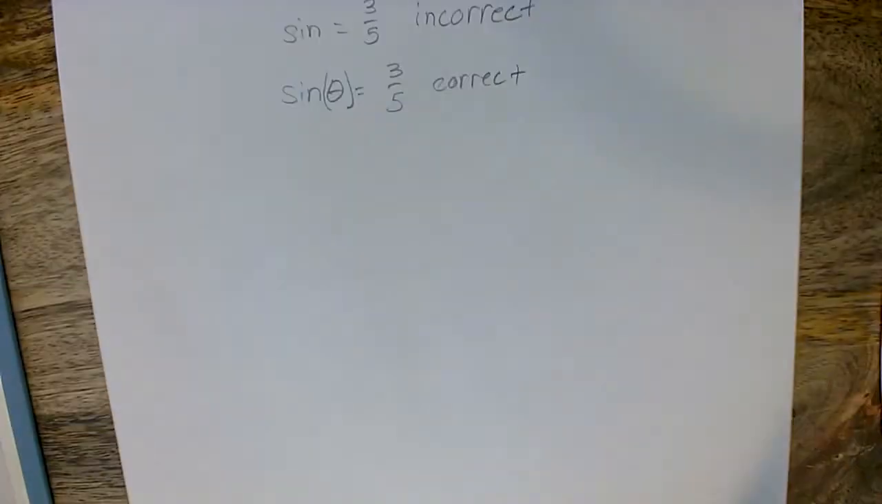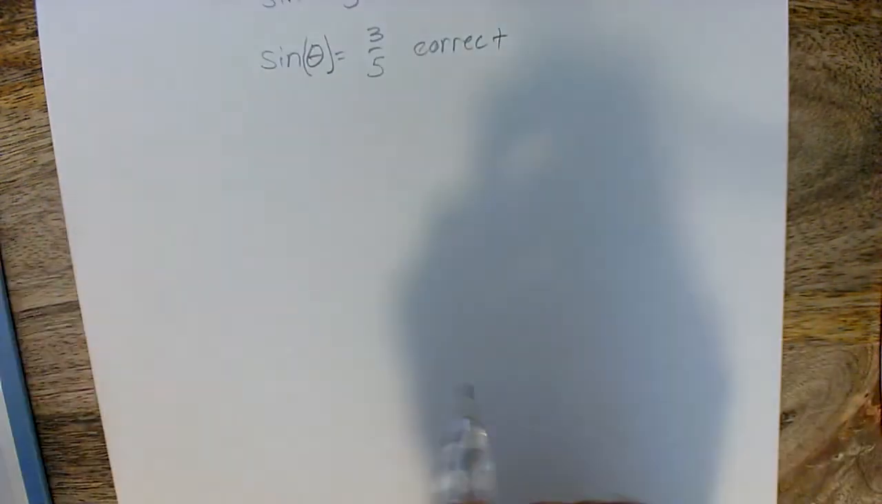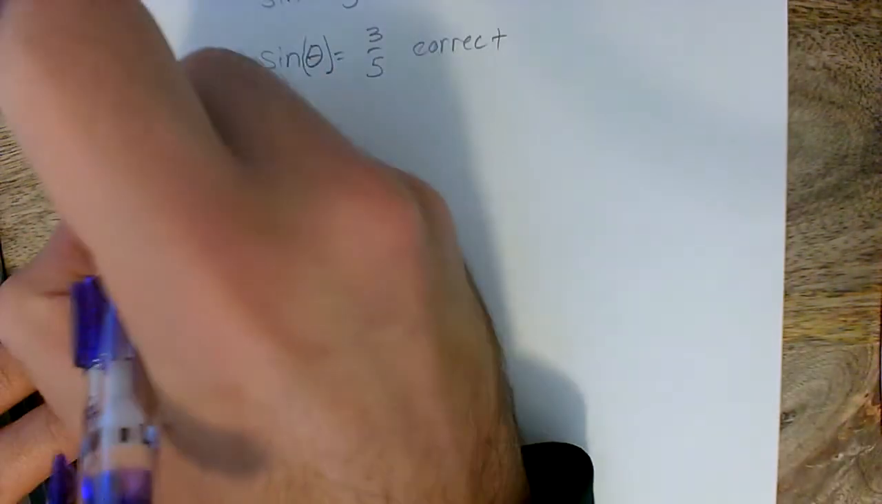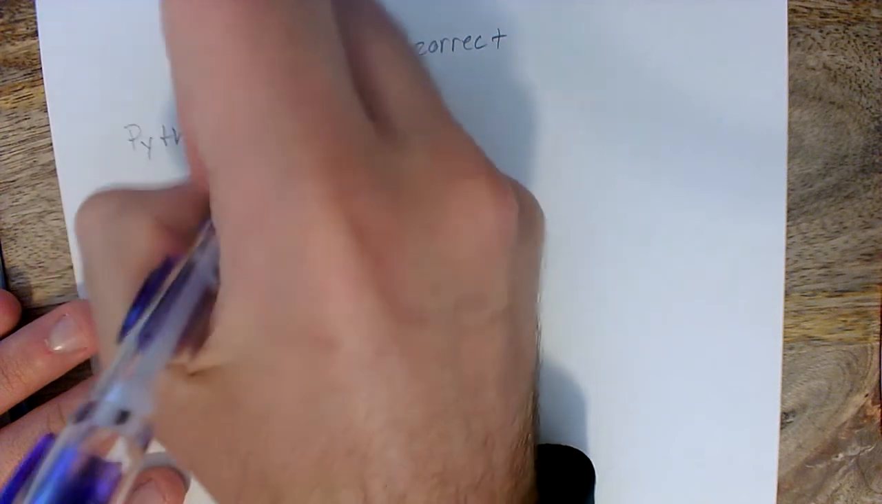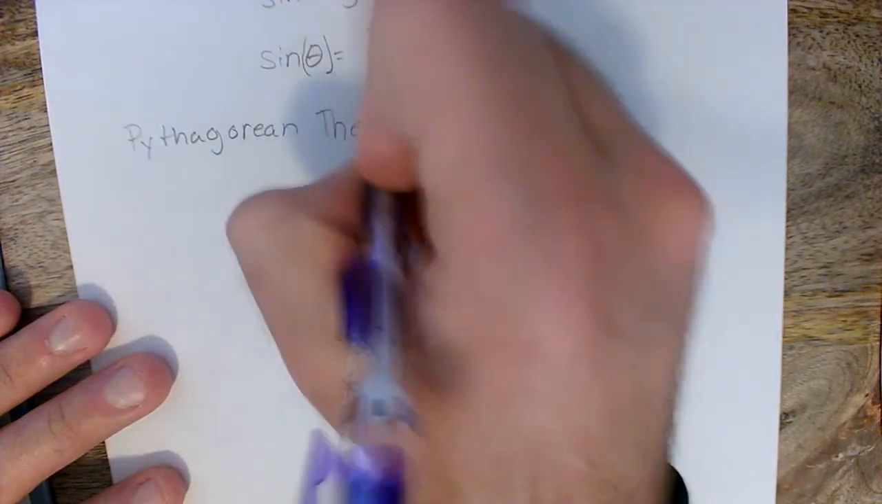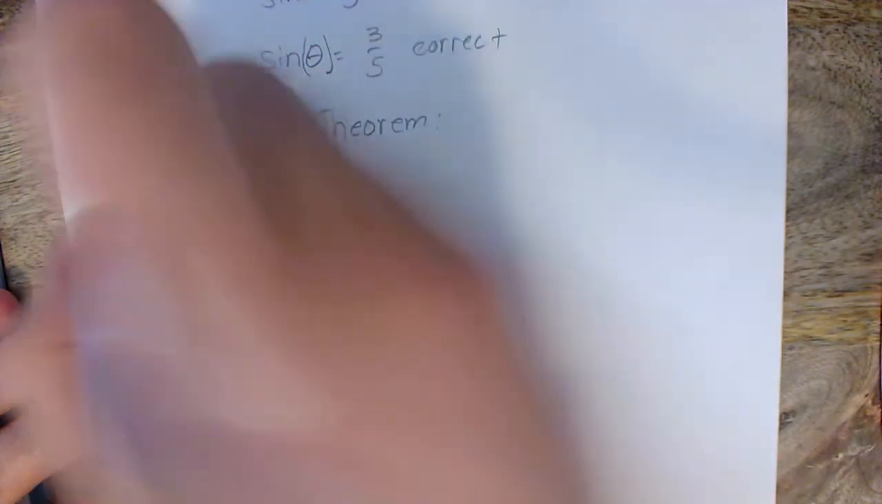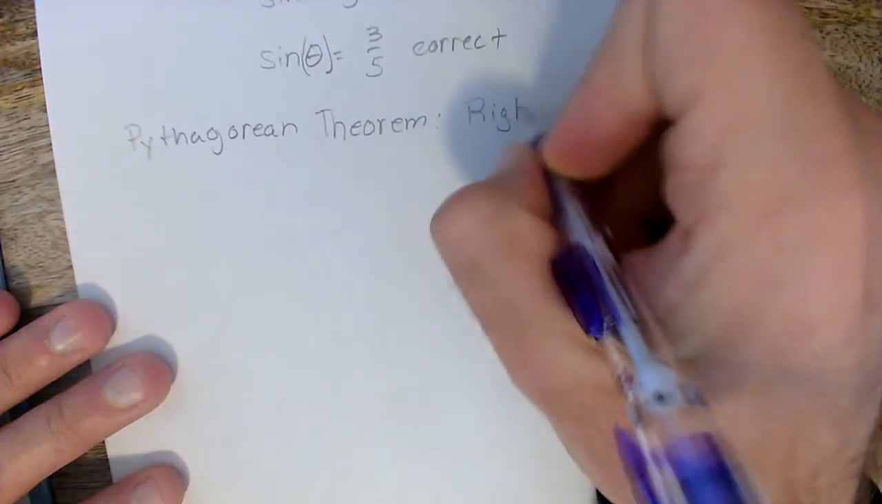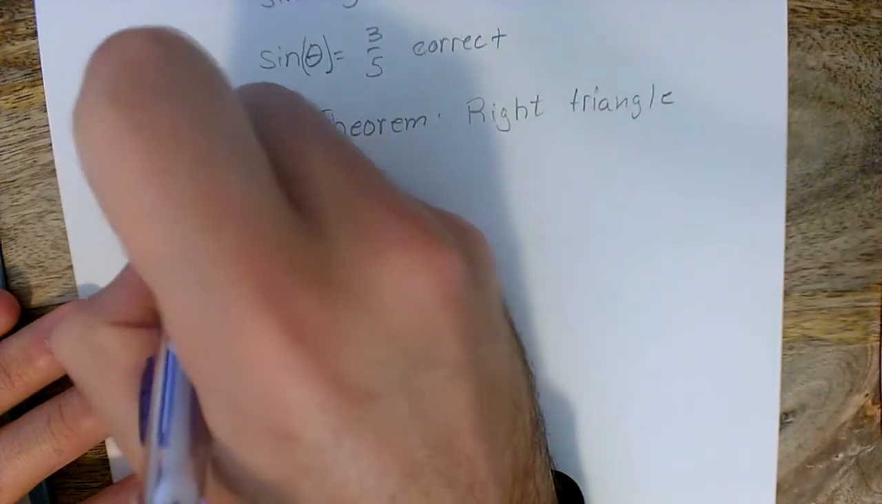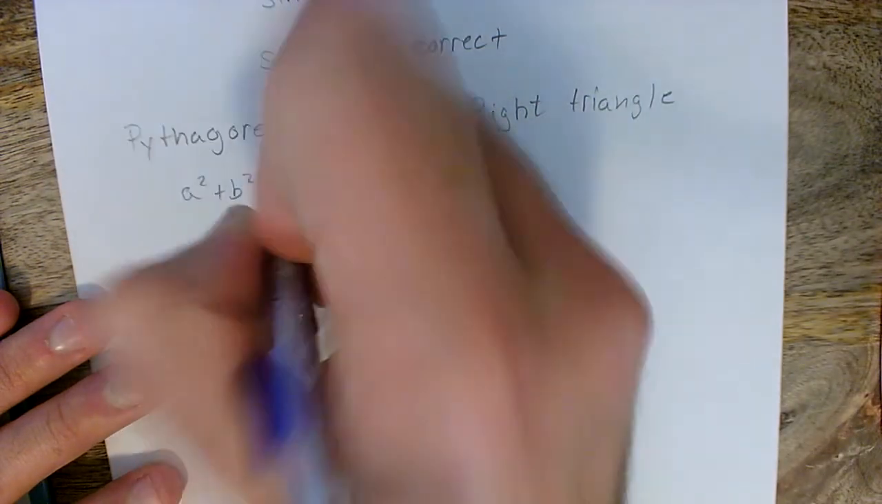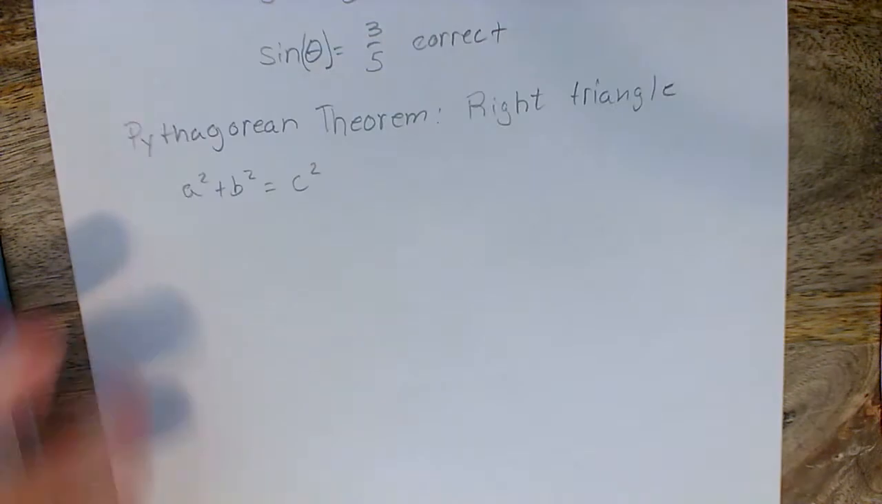Okay, so if we move on here, let's do an example. Let's say we have this triangle here. Oh, there's one other thing we need to know: the Pythagorean theorem. So for a right triangle, a squared plus b squared is equal to c squared.